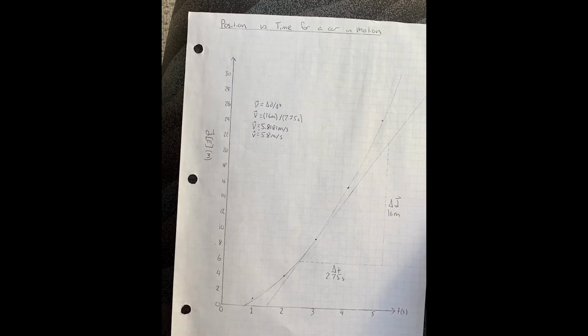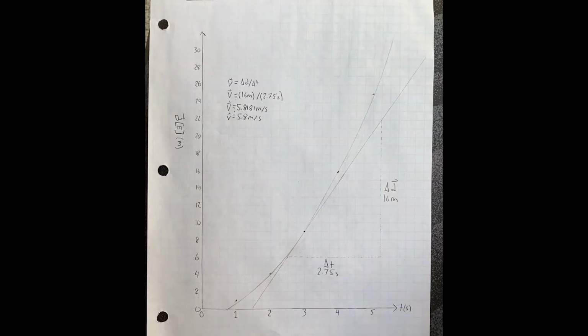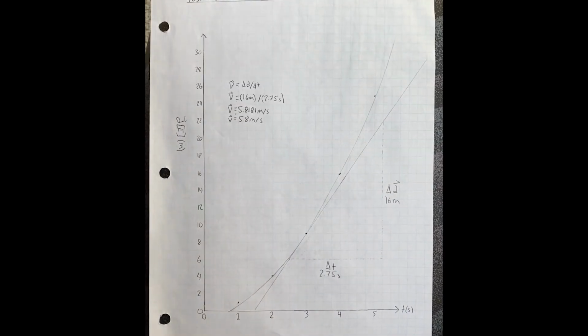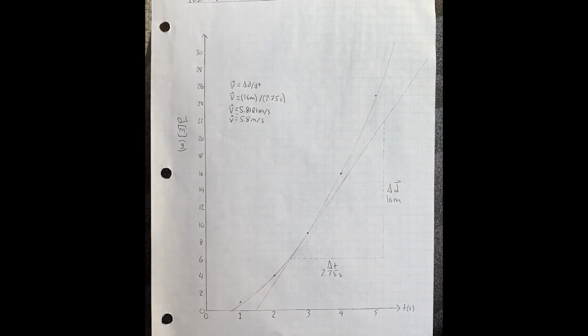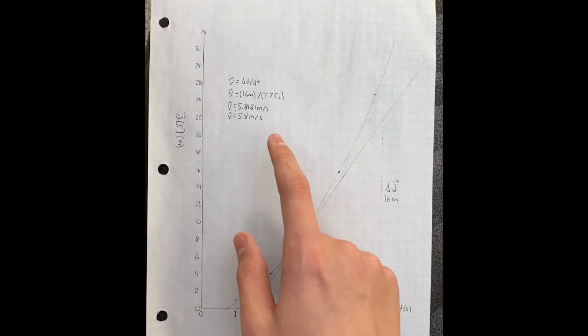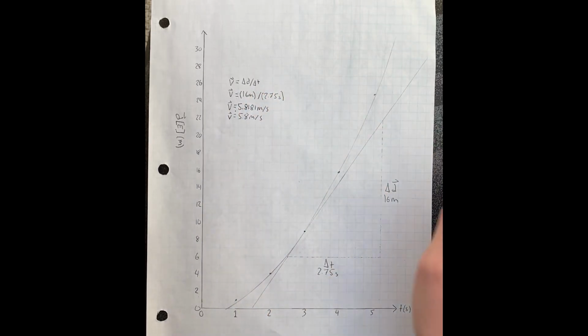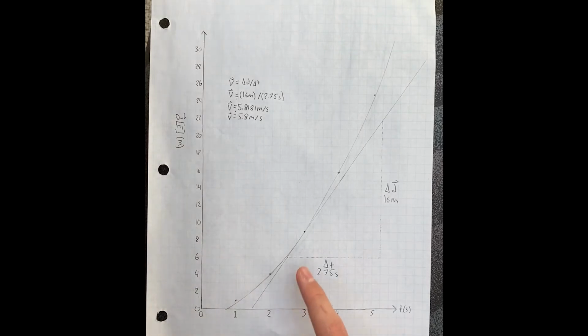So I drew a line already, and I found that the rise was displacement of 16 meters, and the run was 2.75 seconds. So then you'd want to do the math for this graph. So the formula is velocity equal to displacement over time, and then plug in our values of 16 meters and 2.75 seconds, and then you get approximately 5.8 meters per second was the instantaneous velocity after this car had been driving for 3 seconds.